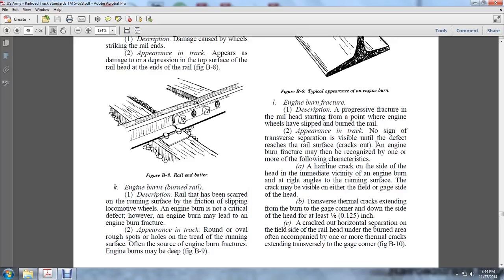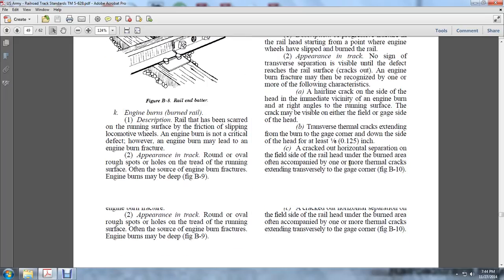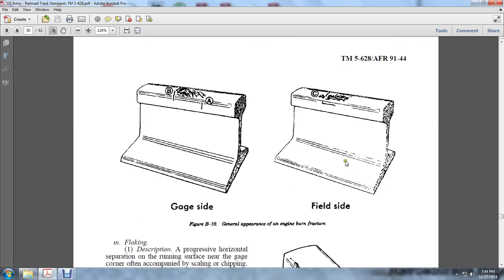A crack or horizontal separation of the railhead under the burned area, accompanied by one or more of the thermal cracks extending transversely to the gauge corner, figure B10. This is the gauge side in B and A, and the field side in C. The general appearance of engine burn fractures.